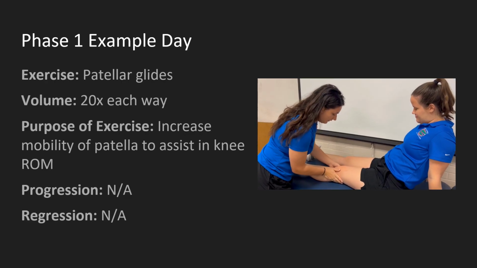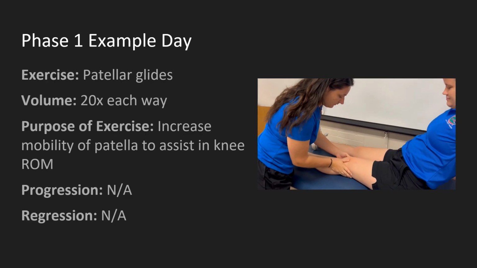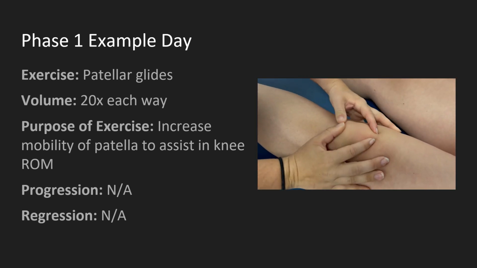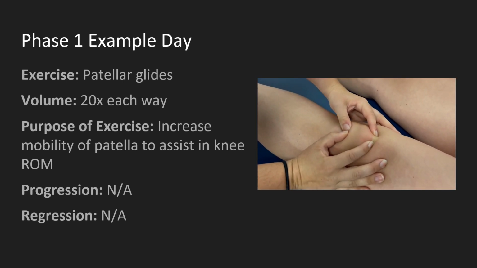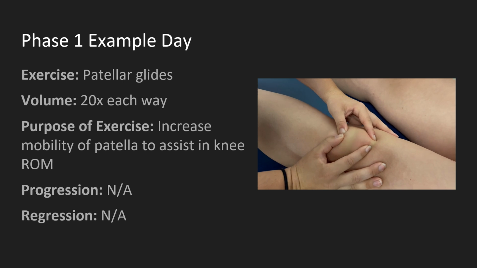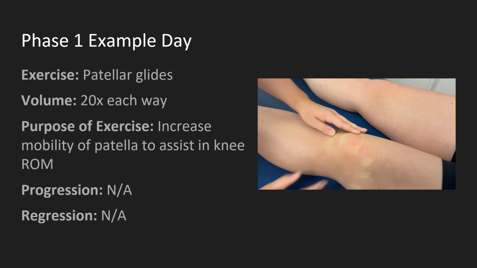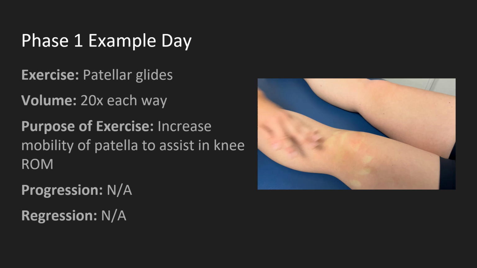First is patellar glides, so it's going to be 20 times each way just to get enough motion within the patella, and it kind of helps move the swelling out as well. So the purpose is to increase mobility of the patella and assist in knee range of motion. There's not really any progressions or regressions of this, just we're going to do it until they have good movement of the patella.